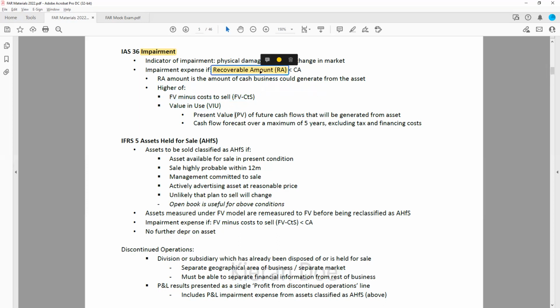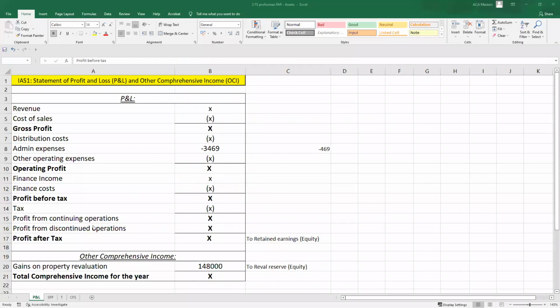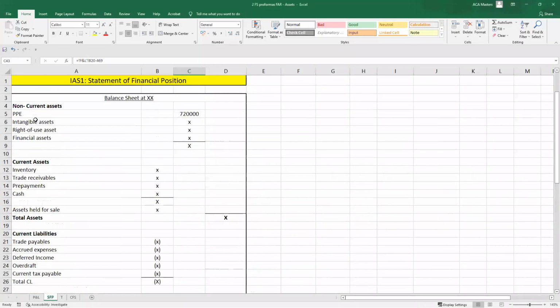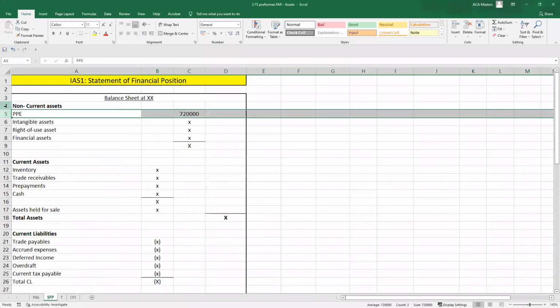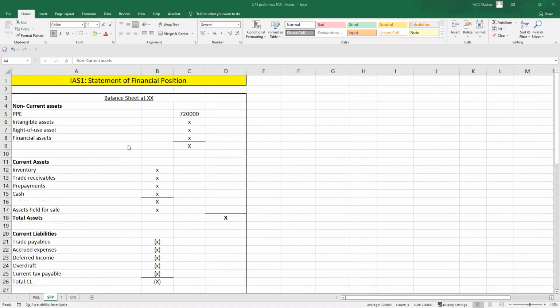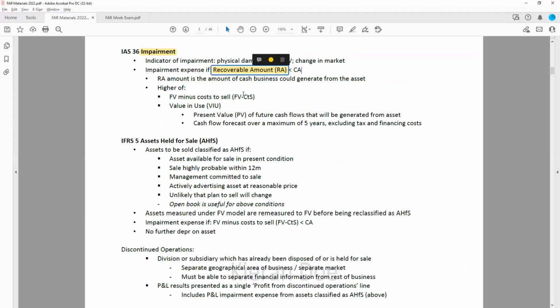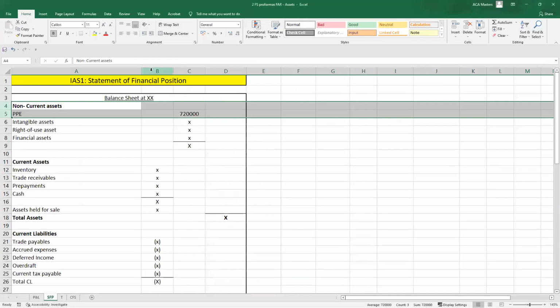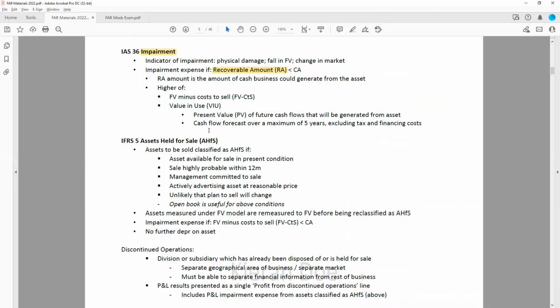So if what they're going to get for using that asset or by selling it is less than what it's worth on the SFP, then that means that the amount on the SFP, the amount we've got recorded in our asset, is too high. That isn't what the asset's worth. That's overstated. So therefore, we'd reduce it down to its recoverable amount, and that's why it's impaired. You'd have to reduce the value of the asset.